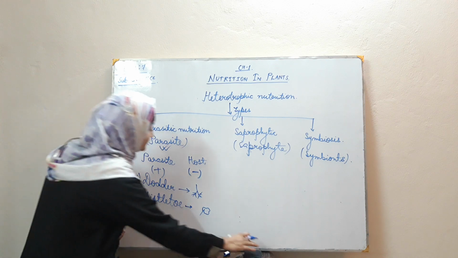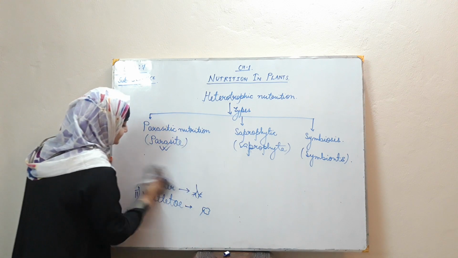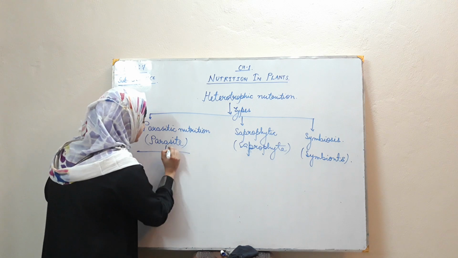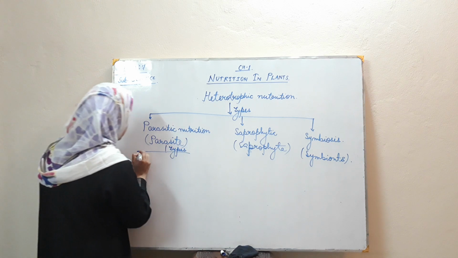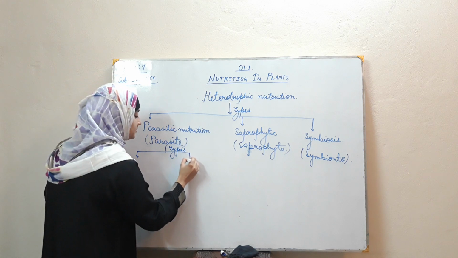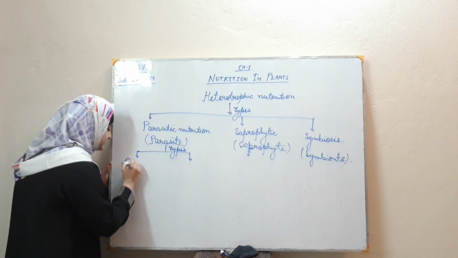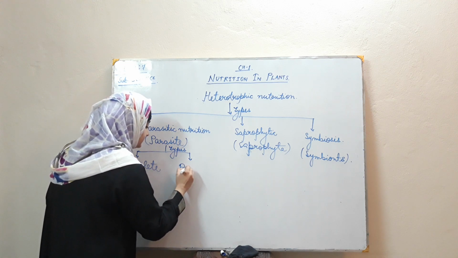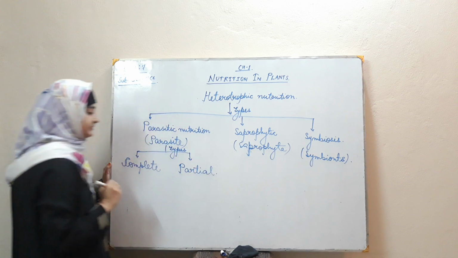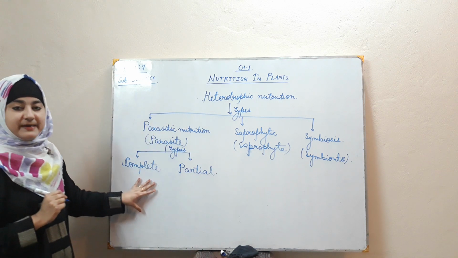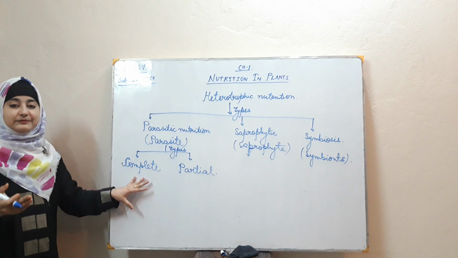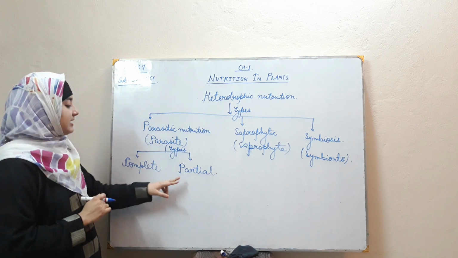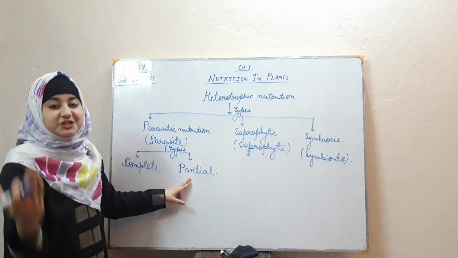Okay, now comes the types of parasites. See, parasites are generally of two types: complete parasite and another one, partial parasite. See, what is a complete parasite? It is clear from the name itself. They totally depend on the host for deriving nutrition and shelter. And what are partial parasites? They depend partially on their host.